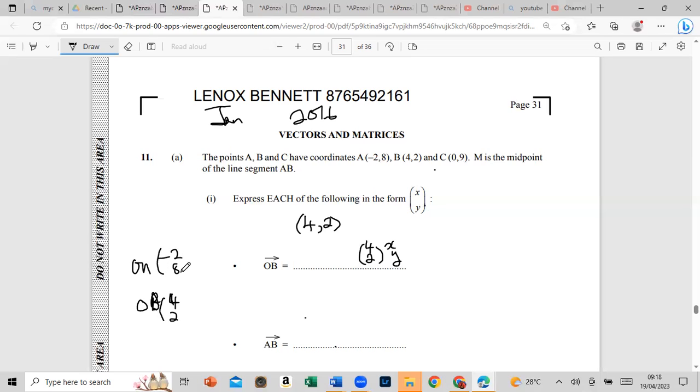So we did one like this earlier, but it's two different years. So it's going to look like a repetition, right? So to find AB, we do OB, so it's the vector OB minus the vector OA. So let me put things in perspective. 4, 2 minus OA.